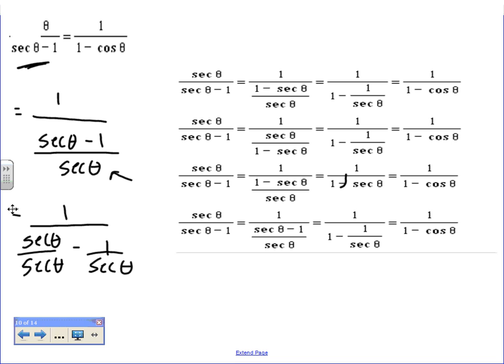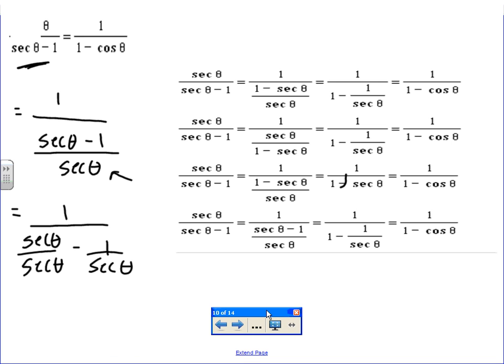Now let's simplify from there. Secant over secant would be 1. And then let's notice, well, that's what we have on our last step here, 1 minus, and then 1 over secant of theta would be cosine. Notice they have 1 here, which was my secant of theta over secant of theta.